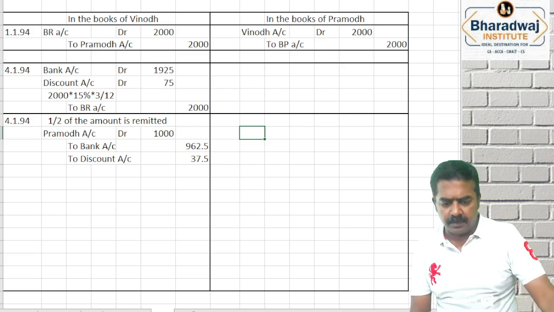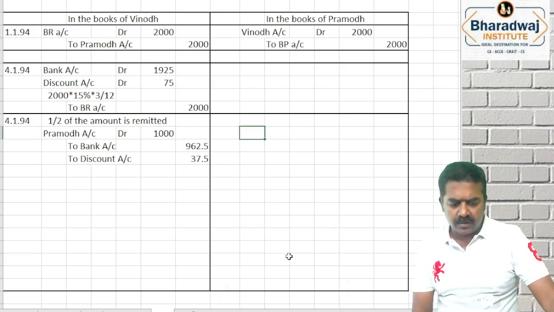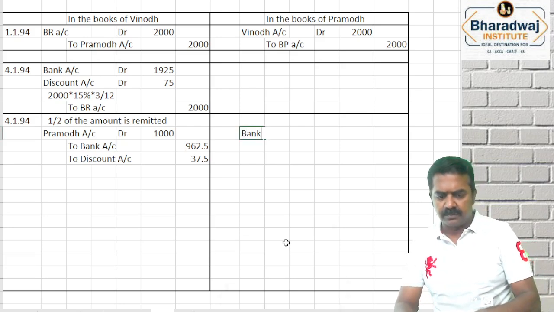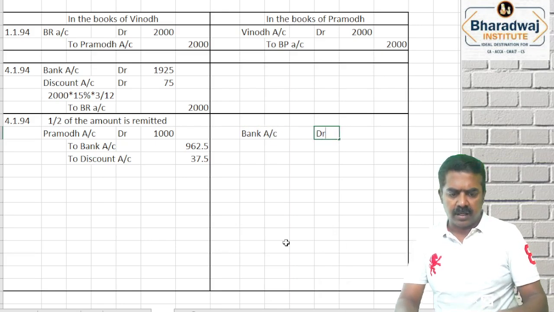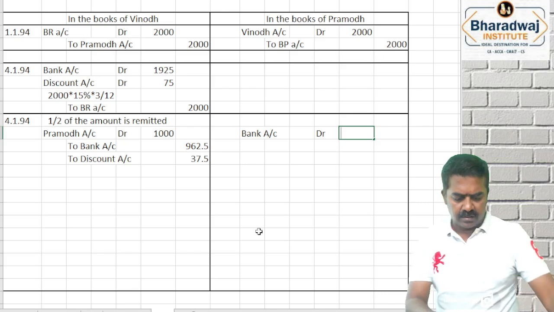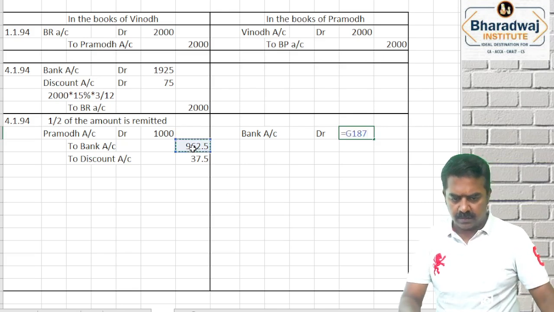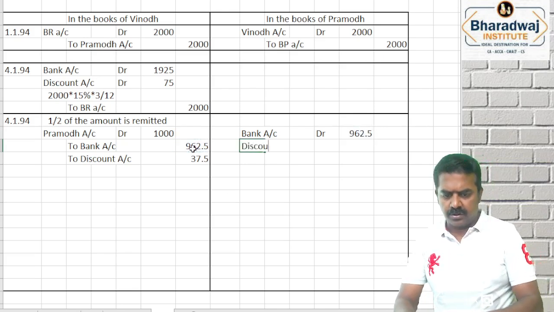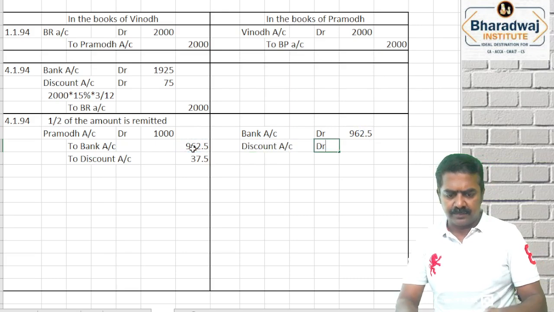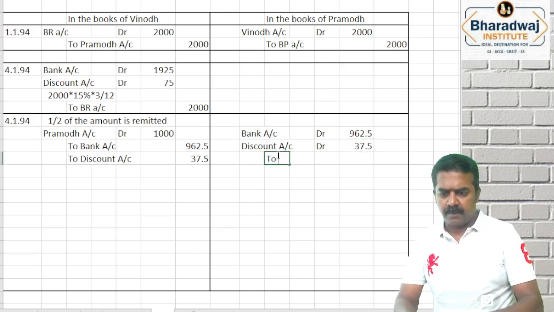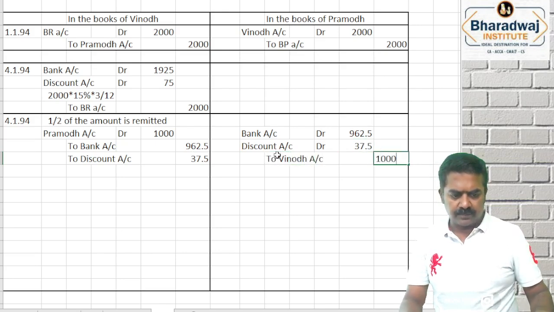What is the entry the other party will pass? Bank account debit, discount account debit, to which account? We know the account, 1000.